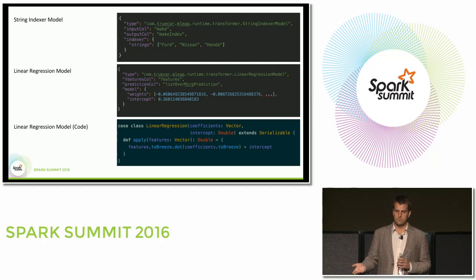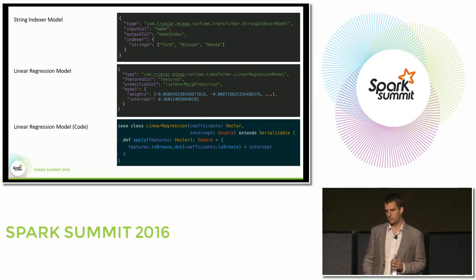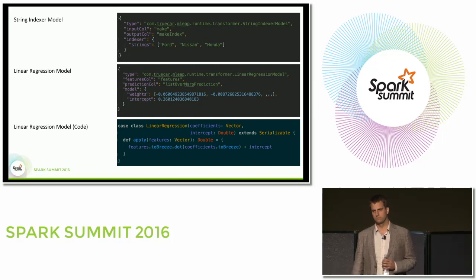This is just a few examples of what our serialization format looks like, and I'll actually go into a little bit more detail about it later, but I just wanted to show you guys this slide to show you how simple all of this stuff is. Just a few lines of JSON for string indexers, linear regression models, and actually at the bottom, just a few lines of code to actually implement a linear regression in MLeap core.